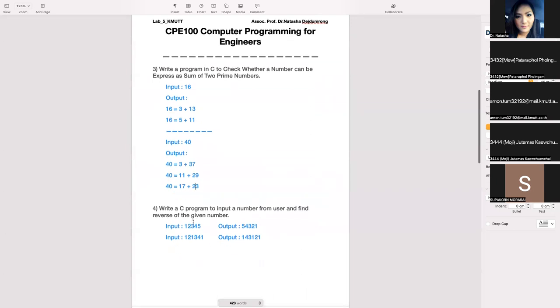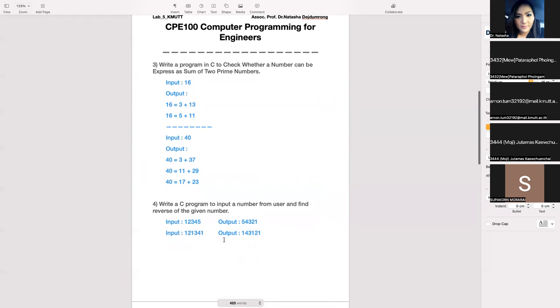Okay, next. You write a C program to input a number and output the reverse number. So basically, I input 12,345, and you give me back 54321. You can do it with any number. For another example, I input 121341, and you output 143121.